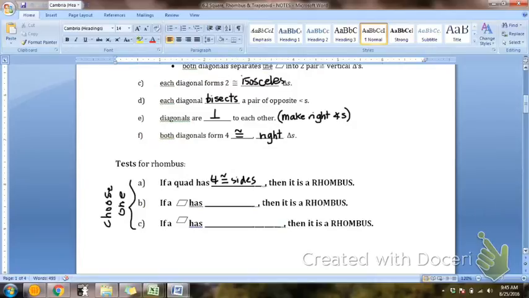How do you prove congruency? What formula do we use for congruency? You guys remember? Come on, don't fail me now. Distance, thank you, Tish. So if we're checking to see if all 4 sides are the same, then I'm doing the distance formula 4 times.